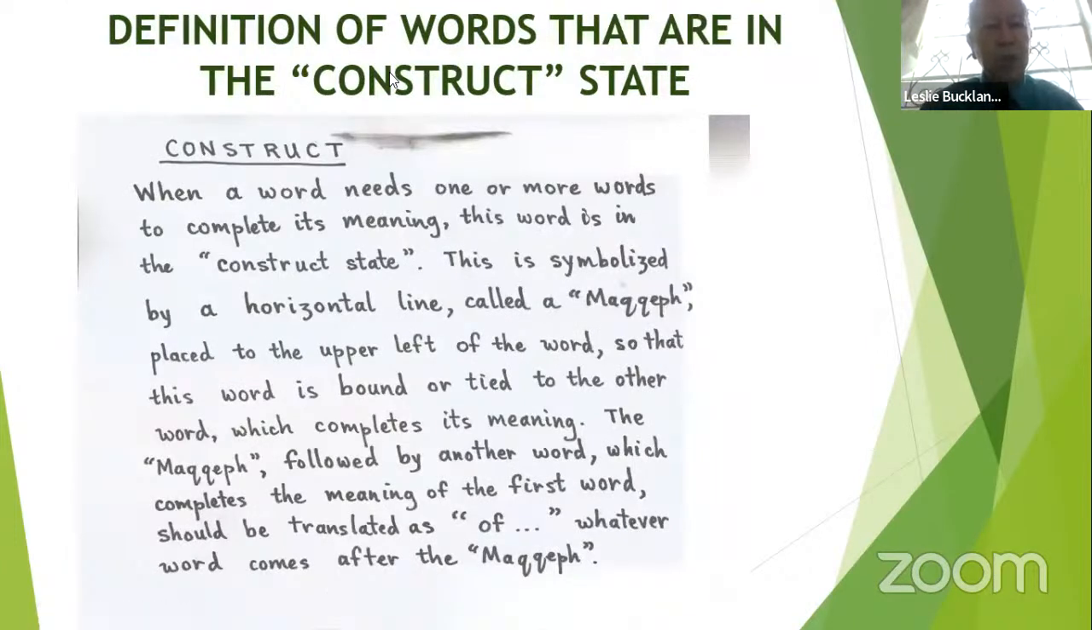Define words or nouns that are in the construct state. Now, when a word needs one or more words to complete its meaning, this word is in the construct state. Let me give you an illustration.